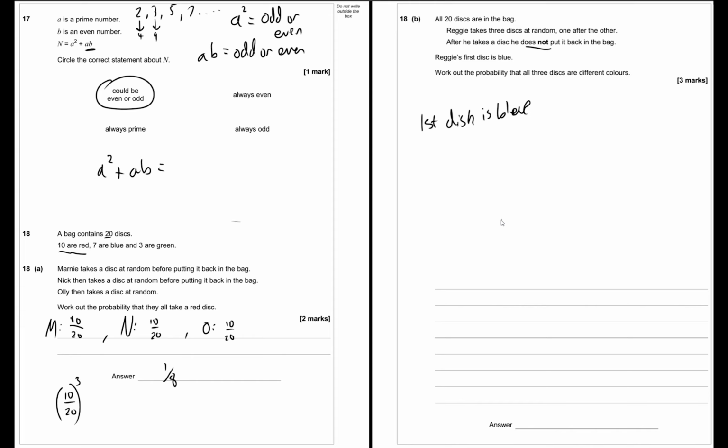So what's the state of the bag after he takes out the blue disc? Let's think about this. What is left in the bag? 1 blue one's been taken, so there's going to be 10 reds left. There's going to be 6 blue left, and there's going to be 3 greens left. So what we can do now is make a probability tree.